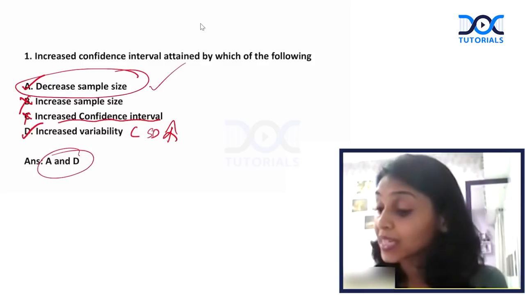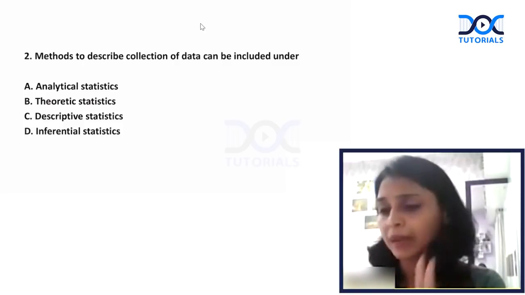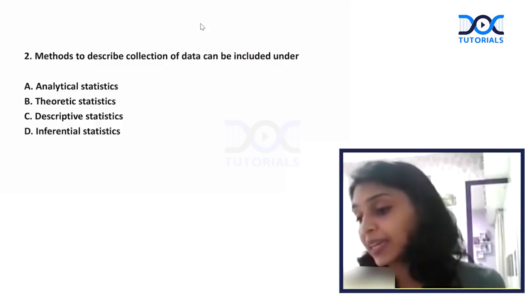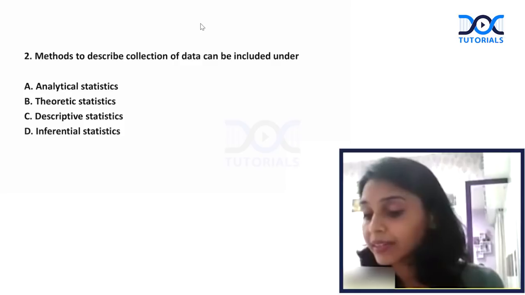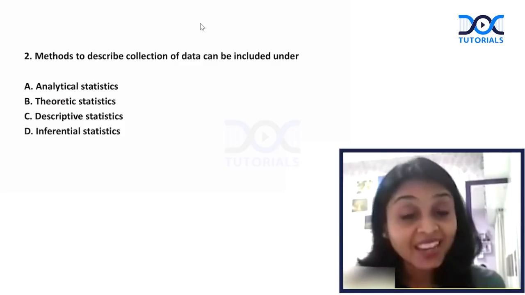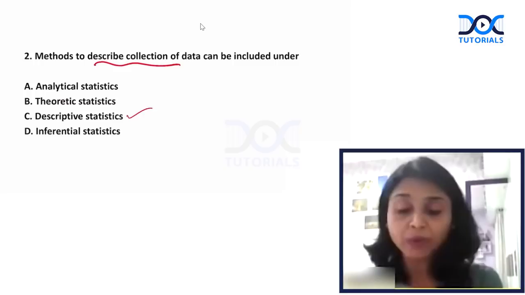Moving on to the second MCQ from statistics. This time only 2 MCQs from statistics. Method to describe the collection of data can be included under analytic, theoretic, descriptive, and inferential. So what is it? It's there in that question itself. You describe collected data in descriptive statistics. So what is descriptive statistics? Now let's see one by one.